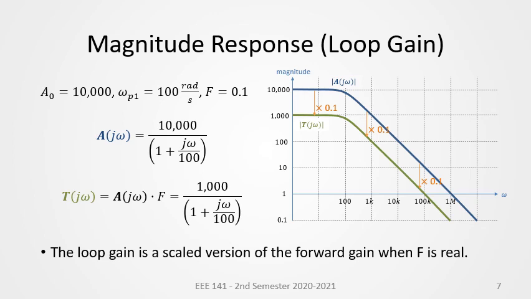We highlight the fact that the loop gain is just a scaled version of the forward gain, or the open loop gain in this case, and in other cases we'll consider in EEE 141, where F is just a real constant.